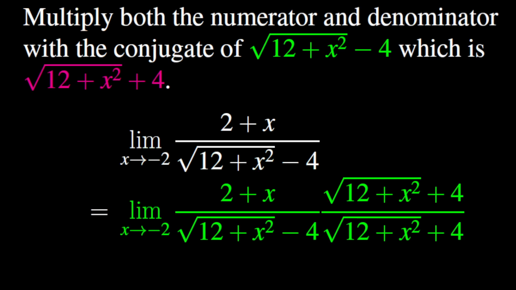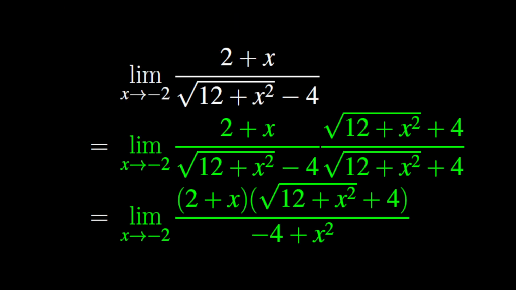Therefore, we have to multiply both the numerator and denominator by the conjugate of the square root of (12 + x²) minus 4, which is the square root of (12 + x²) plus 4. It is clear that we have to expand and simplify the whole expression using basic algebraic techniques.